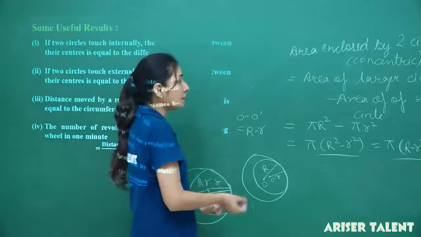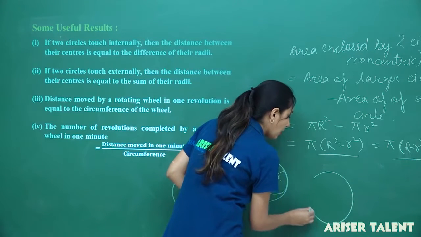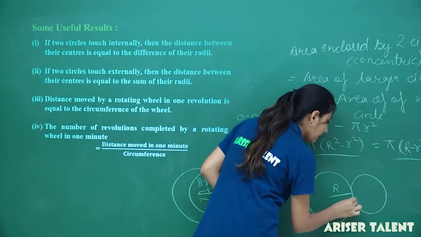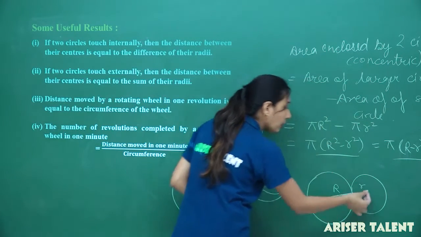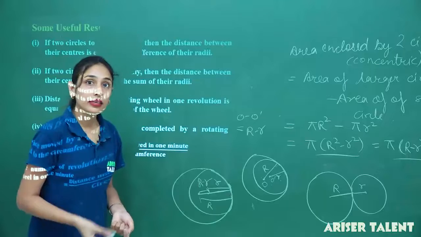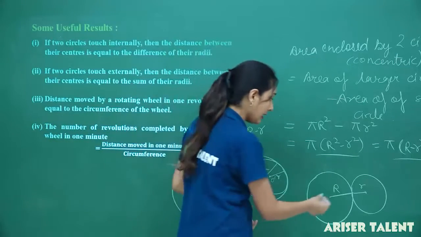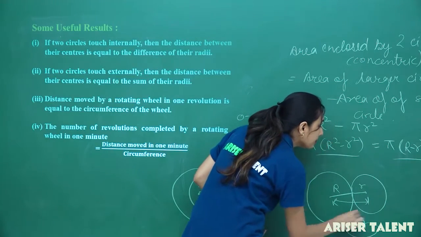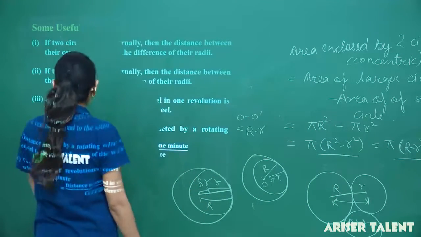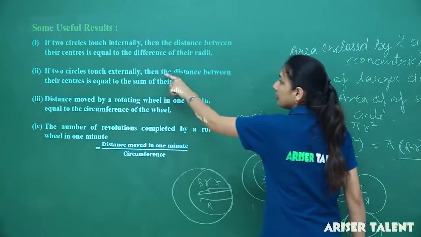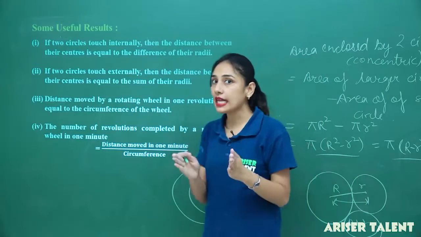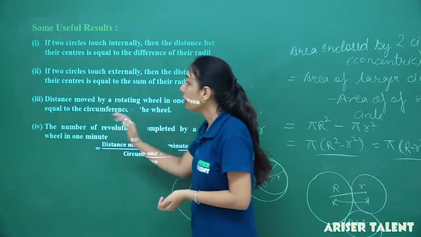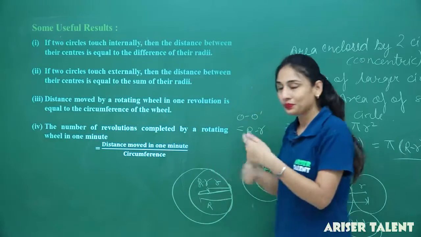Now, what happens if they touch outside? This is radius r and this is some radius R. So now the distance between their centers will be what? You can easily say that if they are touching externally, the distance between their centers will be nothing but R plus r. It's so simple, isn't it? So if two circles touch externally, the distance between their centers is equal to the sum of their radii.